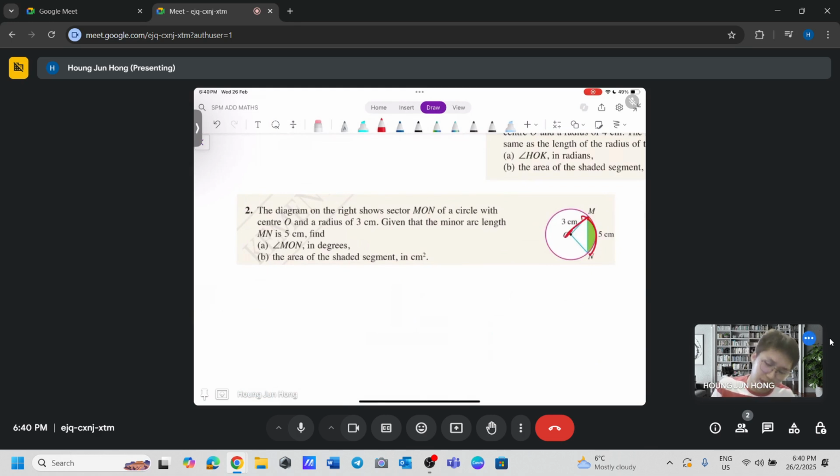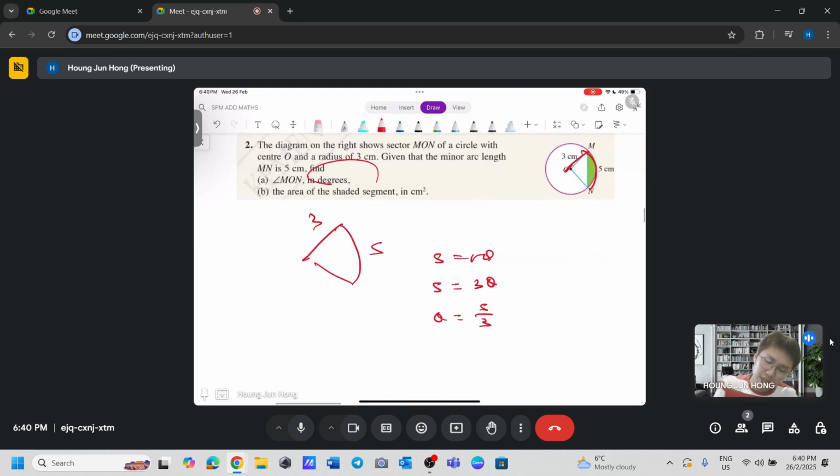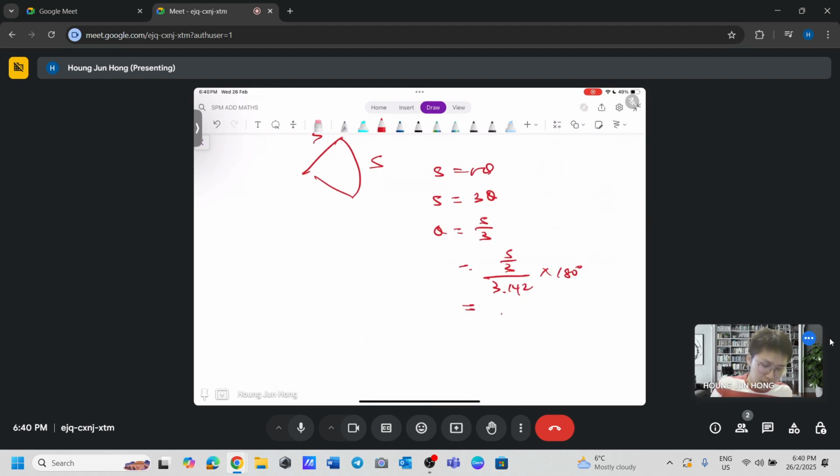No, actually even simpler. You just have this 3 and 5, right? How to find this? s equals r theta, 5 equals 3 theta. So theta is 5 over 3. That's it. In degrees. So just convert to degrees. 5 over 3 over 3.142, the pi, times 180 degrees. So then you should get 95 degrees 30 minutes.